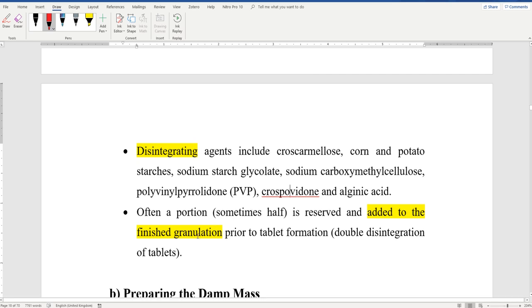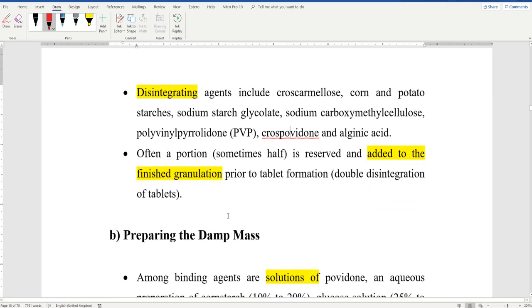may be added at the end before adding the lubricant. If we do that, we will have what we call double disintegration of tablets. That is, if we add the disintegrating agent in two portions, one in the beginning before making the granules and one after drying the granules and screening or sizing them, I will have what we call double disintegration of tablet. What does it mean? Now I will draw this for you.